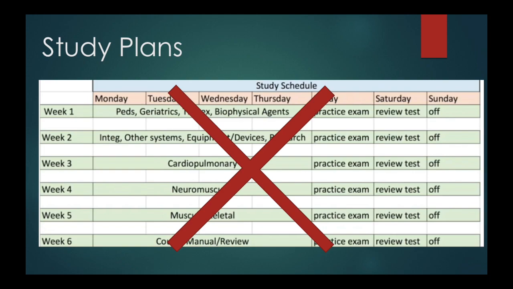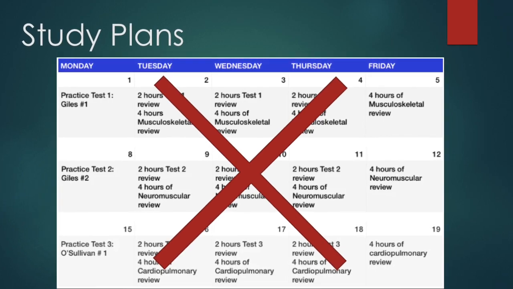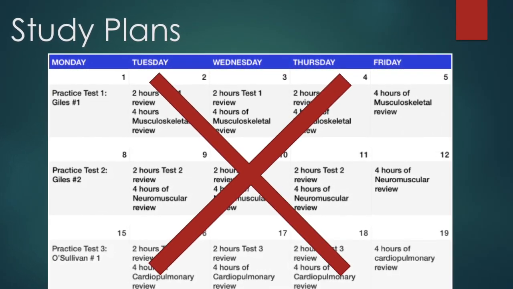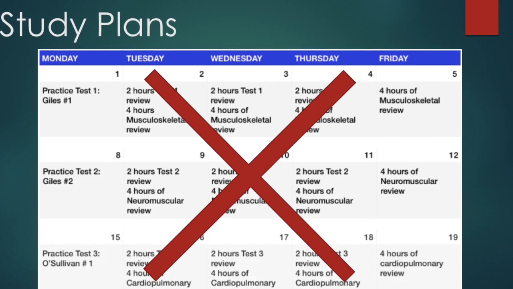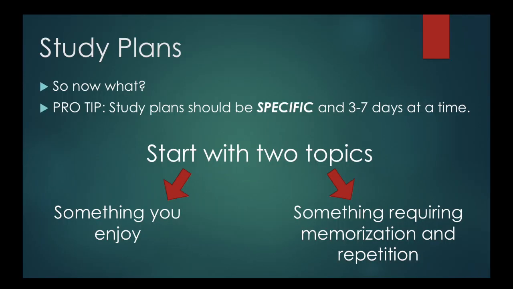So this is one I saw online. Here's another one, very arbitrary, just kind of saying 4 hours of neuro here, 4 hours of musculoskeletal here, and it's planned out all the way until the test. And there's no way that anyone can justify to me that in 7 weeks on a Tuesday, you should be studying neuro for 4 hours. You just don't know that yet. It has to be individualized to what you need at that time. You have to trust yourself to go with your gut a little bit more and not use this piece of paper as a sense of security.